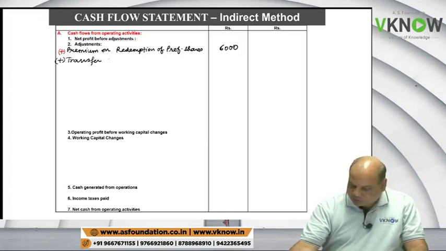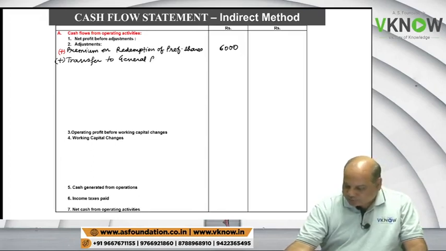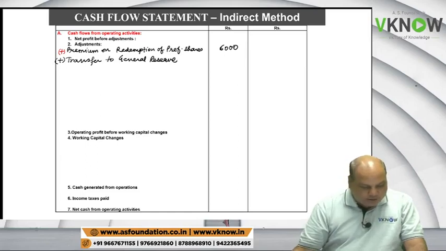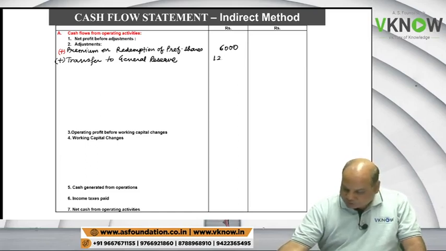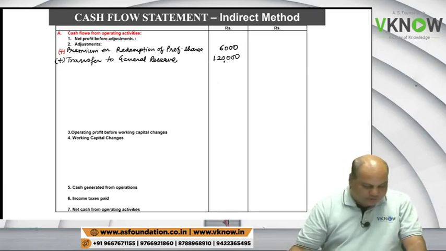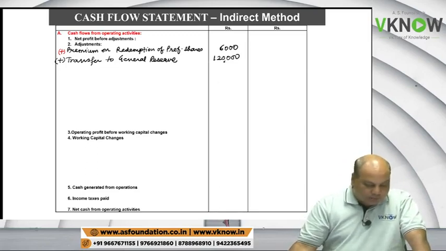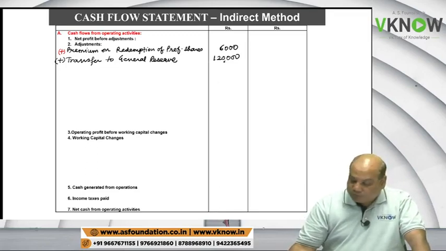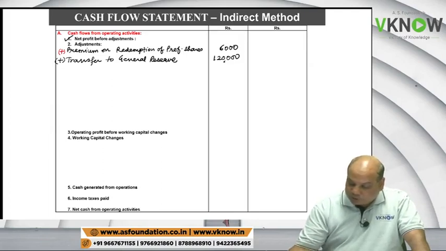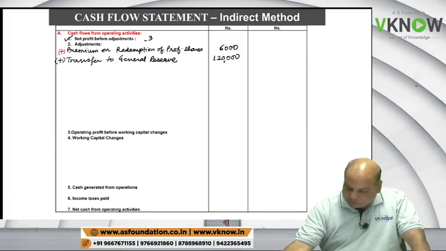Add back, transfer to general reserve. This is a non-cash entry, 1,20,000. You can check the difference: 8 lakh minus 6,80,000. P&L account. First point: net profit before adjustment.